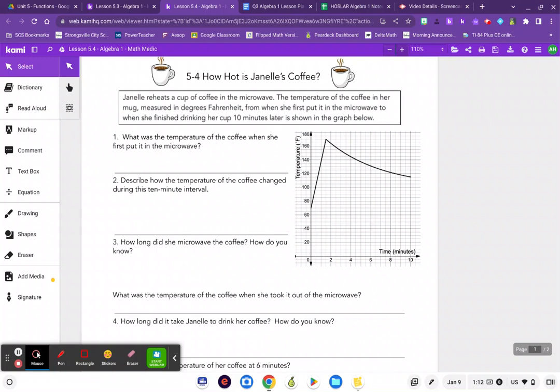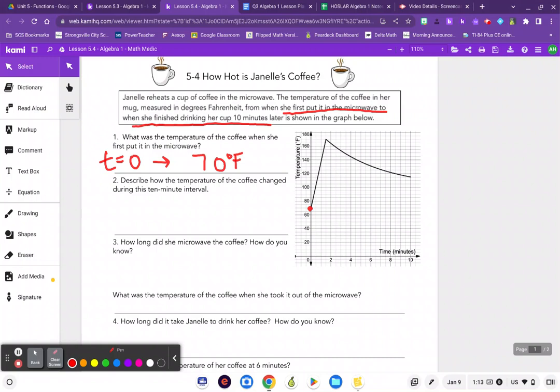So one says, what is the temperature of the coffee when she first put it in the microwave? All right, so this scenario says that this graph shows when she first put it in the microwave to when she finished drinking it 10 minutes later. So the temperature of coffee when she first put it in the microwave, I'm looking for when the time, so I'll say T for time, is 0. The temperature would be right here on that y-axis. Looks like I'm going up by 20s, which means halfway between 60 and 80 is 70. So I would say that the temp was 70, and I'll label it degrees Fahrenheit.